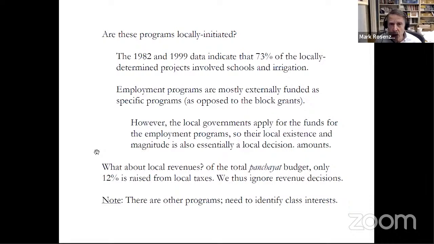Now, a question you might have is whether these programs are locally initiated. So the data that we collected in 99, similar to the data that had been collected in 82, show that 73% of the locally determined projects involve schools and irrigation. Okay, so the data provide us with which of the goods were locally determined. The employment programs, however, are clearly externally funded, but the councils or the head of the village can apply for these grants. And so we expect that the existence of these employment programs are going to again reflect the interests of the groups that are in power or have a higher share of the voting population.